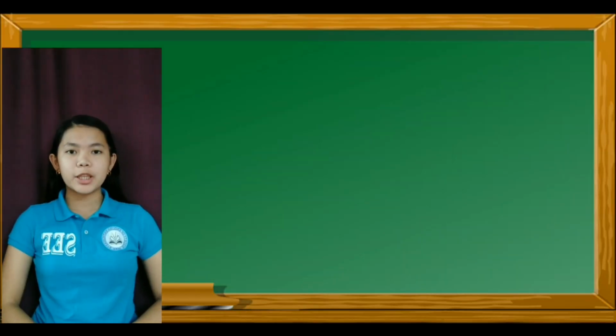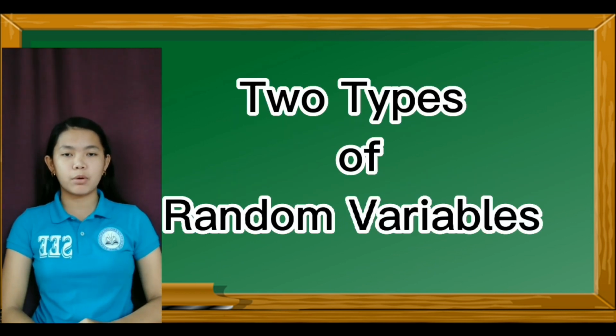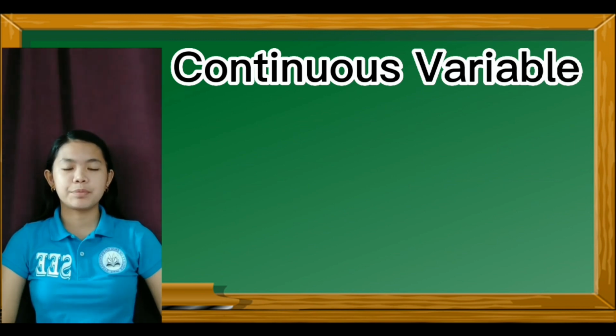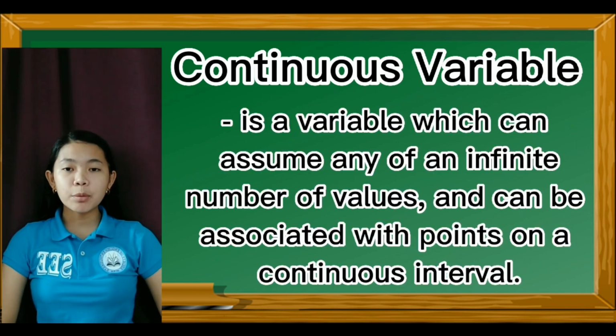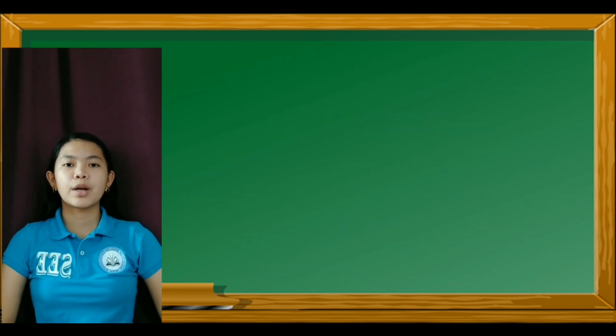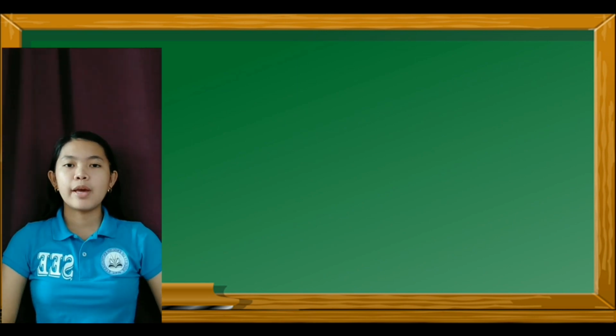Good day, I am Shalamay A. Hinpit. In this video lesson, I will discuss continuous random variables. There are two types of random variables: discrete variables and continuous variables. A continuous variable is a variable which can assume any of an infinite number of values or can be associated with points on a continuous interval. For example, weight, height, volume, and so on.